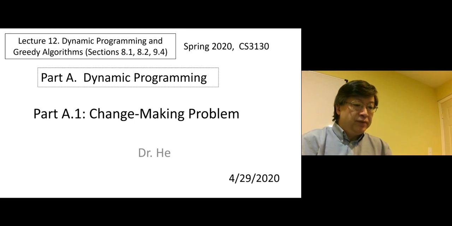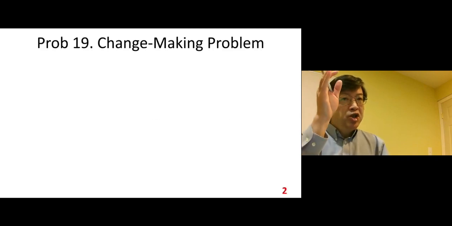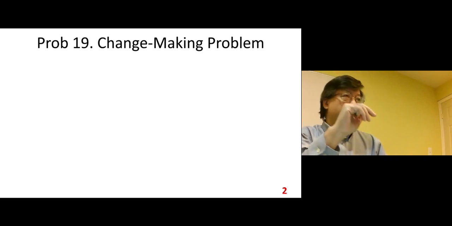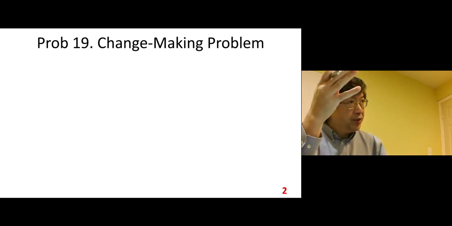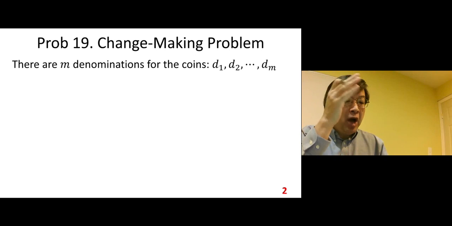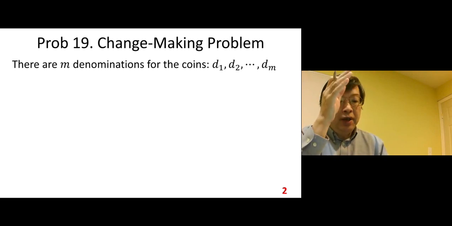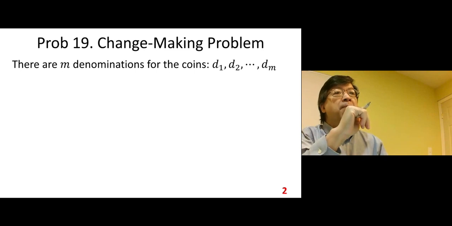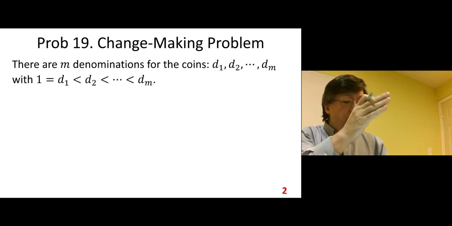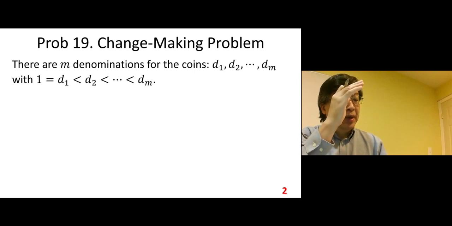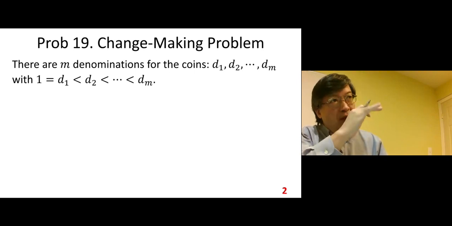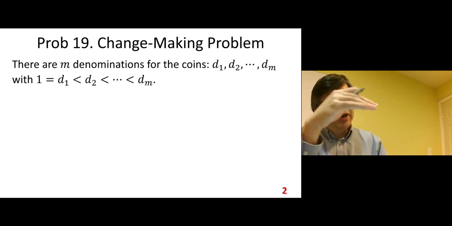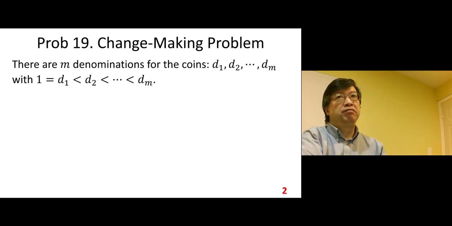The first question for this part: the change making problem. Let me give you the problem first. Making change, there are many different ways. There are m denominations for the coin, D1, D2 through Dm, with D1 equals 1. D1 is strictly less than D2, so we arrange these denominations in increasing order.